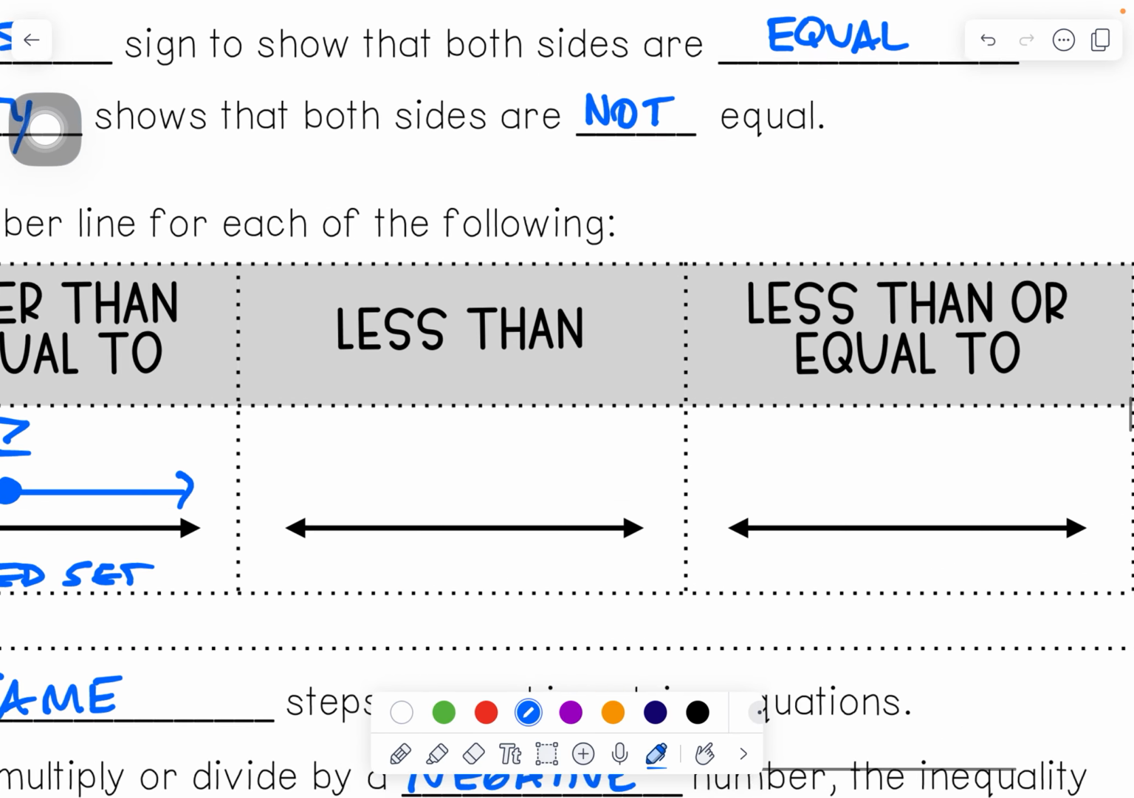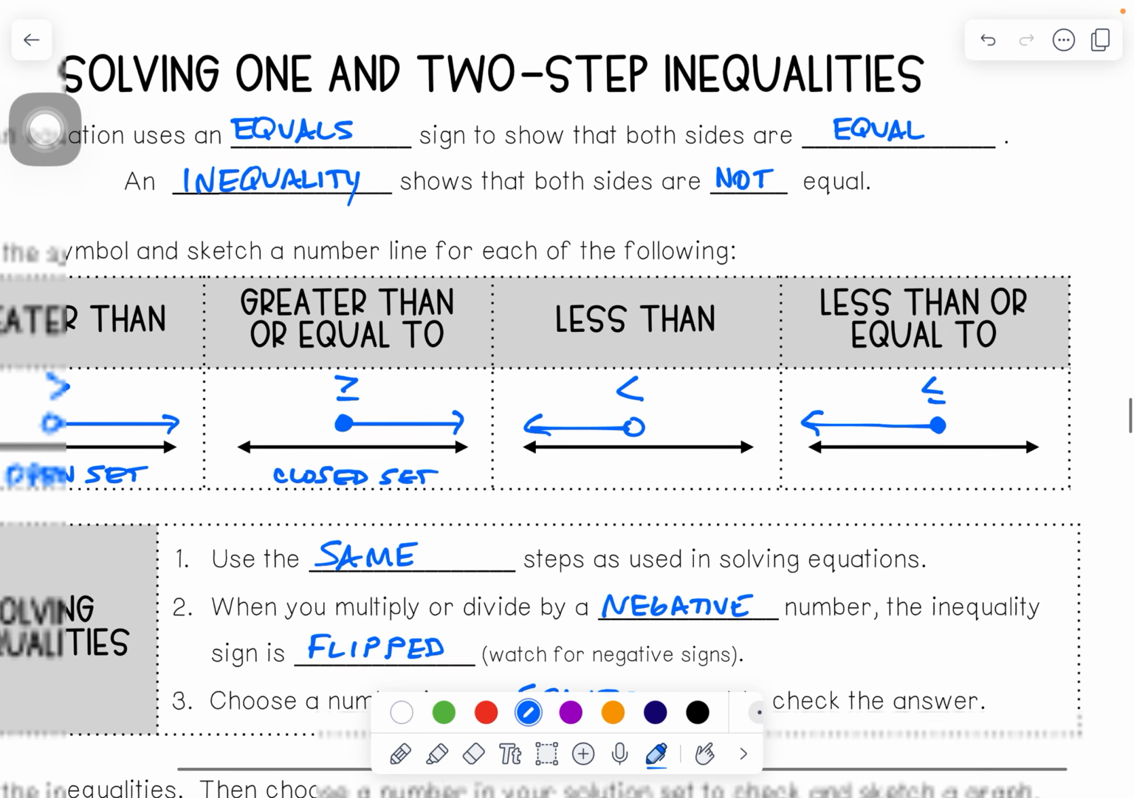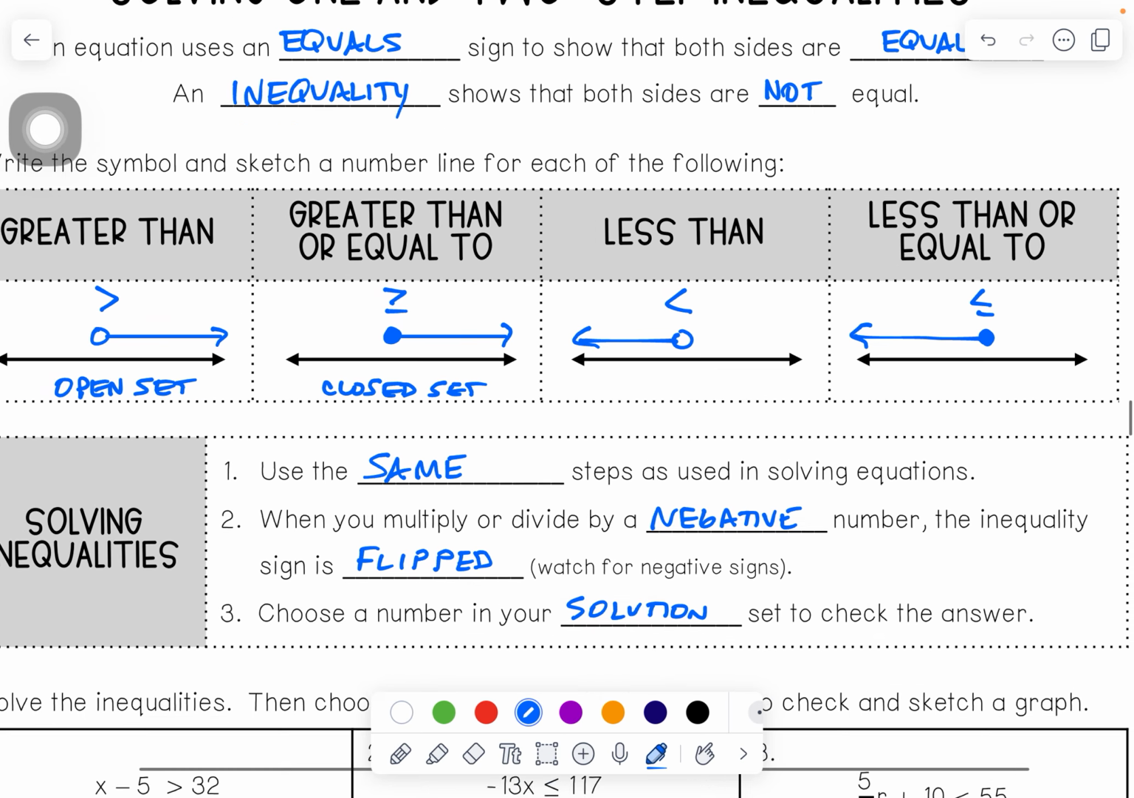What about less thans? Less than would be this symbol, open circle to the left. Again, open circle, open set. Less than or equal to, closed circle, still to the left. Closed set, endpoint is part of the answer.